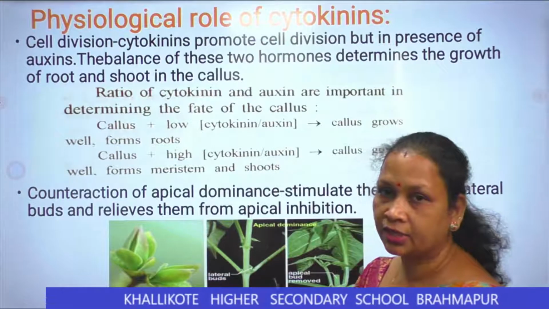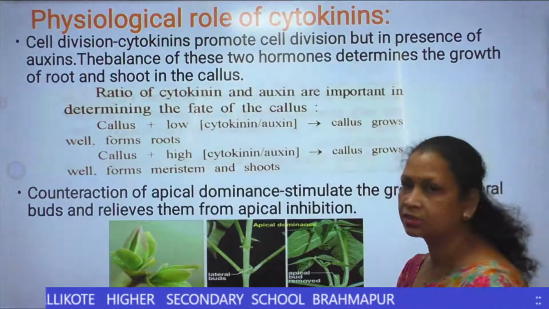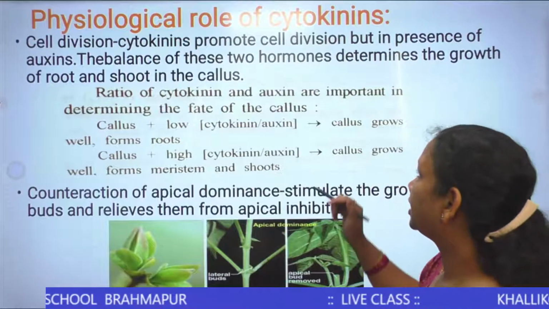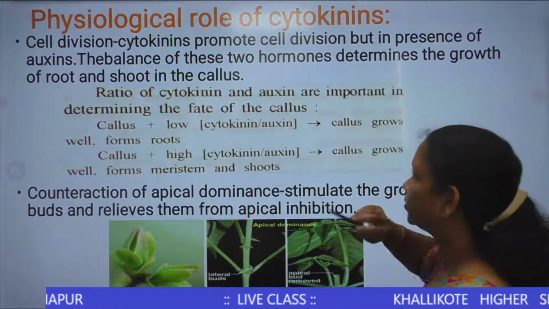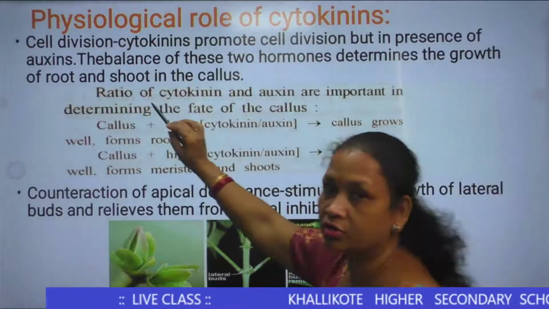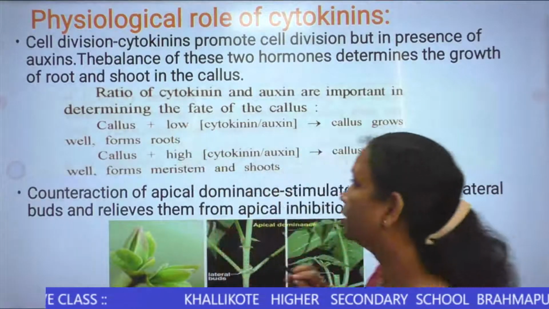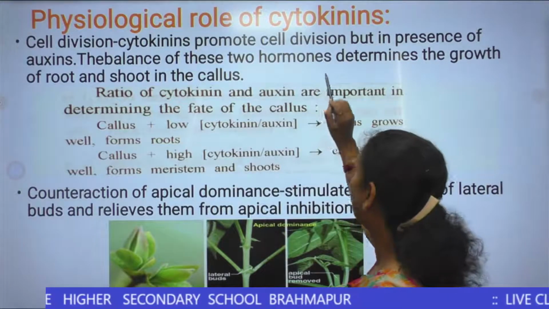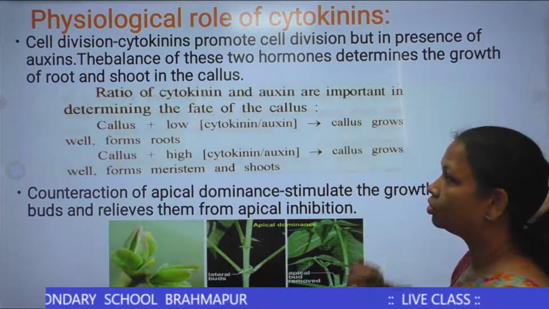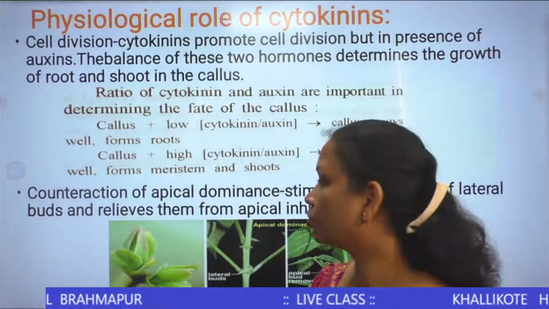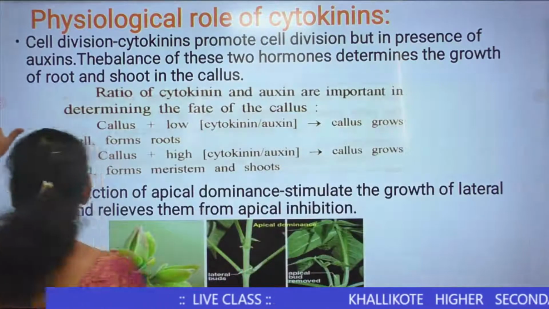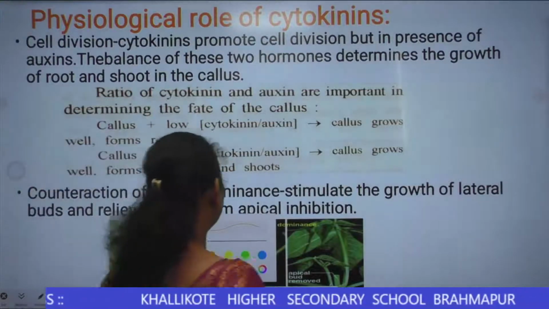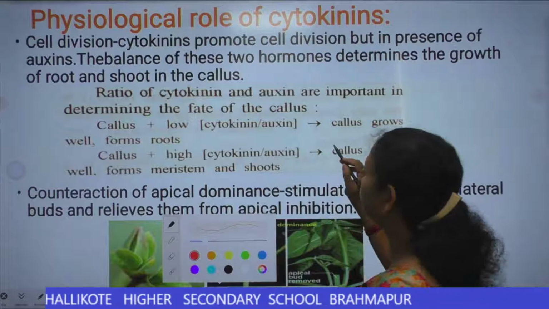When we use cytokinin in the tissue culture experiments, cytokinins along with auxins play an important role. So, cytokinins promote cell division in presence of auxin. So, auxin is also required, and in the tissue culture experiment, the balance of these two hormones determines the growth of the root and shoot in the callus. So, what is a callus? The callus is an undifferentiated mass of cells.